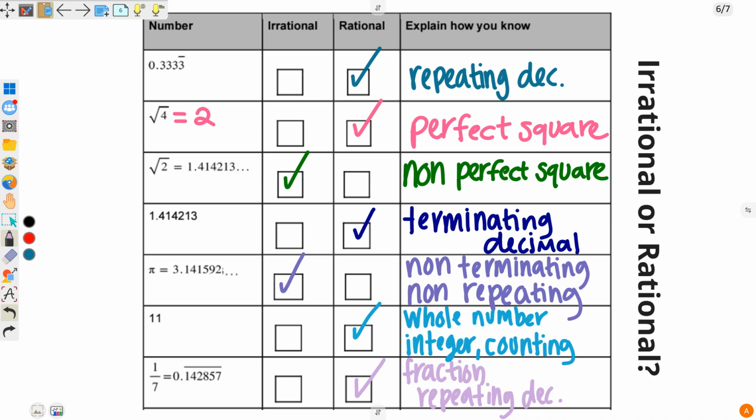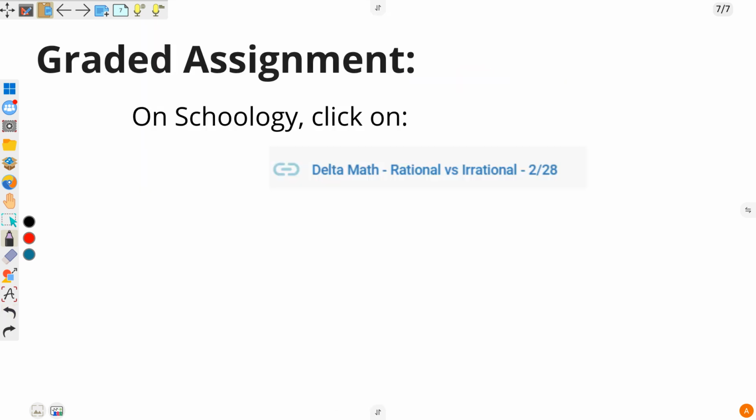Okay? Your assignment that is going in the grade book, your first assignment for this unit is on Schoology. There's a Delta Math, rational versus irrational, 2/28, that's the date. Okay? It is quick. You should be able to finish it before the bell. Go ahead and get started.